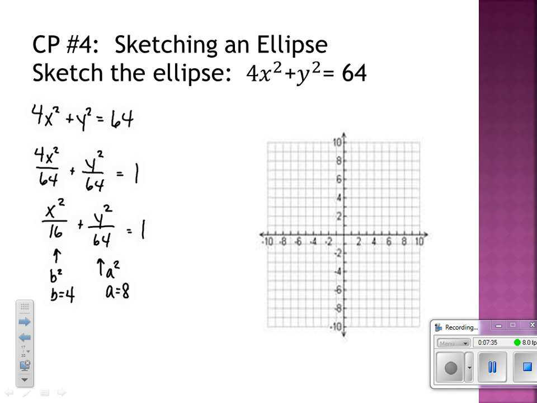So our center is still at the origin. If a is 8, this is going to be on the outside of my ellipse, as well as this. My minor axis is going to go the other way, so B tells me how far to the right and to the left my ellipse is going to go. And just draw your ellipse.